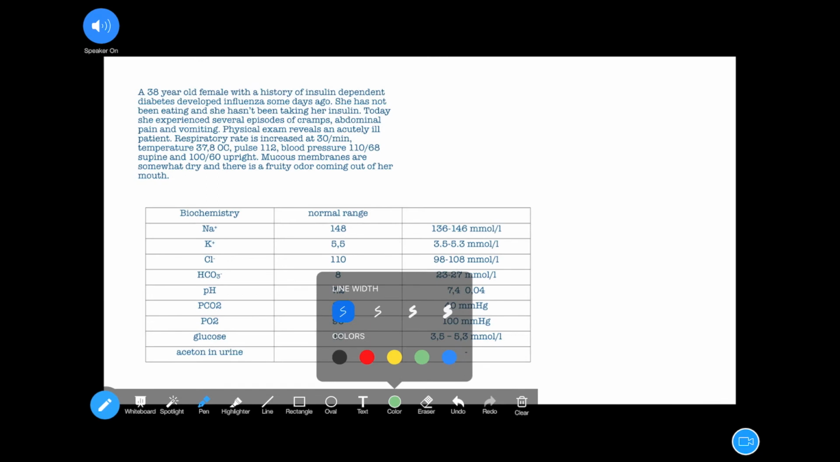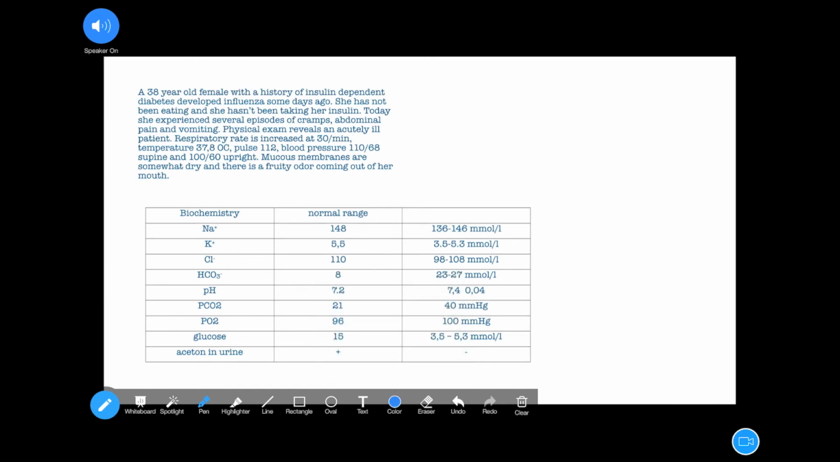So over here we're having another case, and this is a 30-year-old female with a history of insulin-dependent diabetes, who developed influenza some days ago. So she has a flu. And she has not been eating and she hasn't been taking her insulin. Today she experienced several episodes of cramps, abdominal pain, and vomiting.